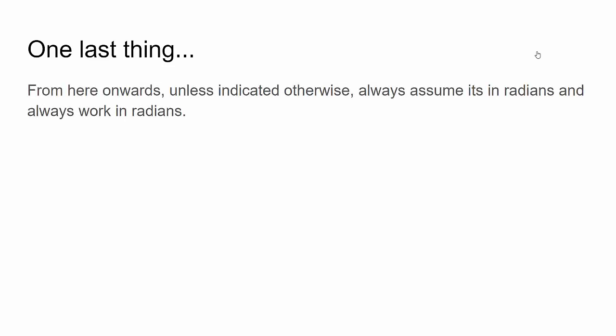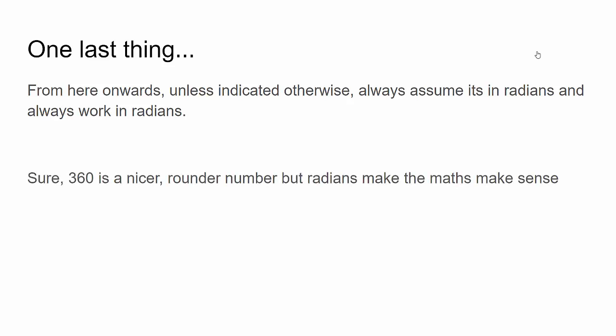One last thing. You may have already realised this. From here on onwards in your mathematical career, unless indicated otherwise, always assume that anything involving trig is in radians and always work in radians. Because, sure, 360 is a nicer rounder number, and when you're in high school and we did all the stuff in degrees, it just makes a bit more sense. We can get more of a feel for it, but radians make the maths make sense, as you saw with the differentiation and the gradients and so on. Thank you very much.